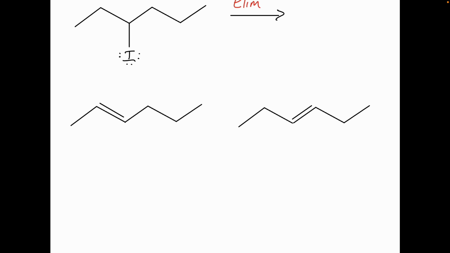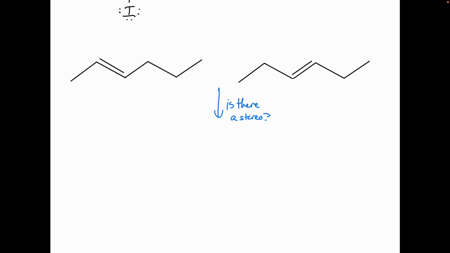So then I'm going to ask myself, is there a stereoisomer? Do either of these have stereoisomers? Yeah, both of these are the E conformation, so I would have to draw the Z conformation. So now I want these two groups pointed on the same side.